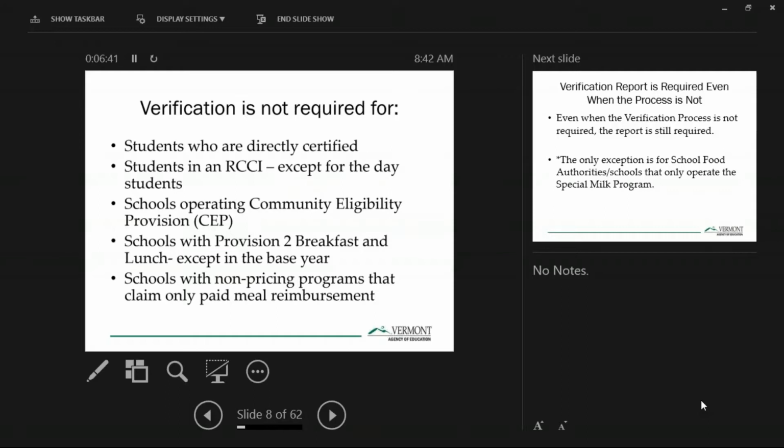Verification is also not required for schools operating the community eligibility provision, or schools with provision to breakfast and lunch, except for schools in their base year because they are collecting applications during that initial year. And then schools with non-pricing programs that claim only paid meal reimbursement. And that particular situation does not currently apply to anybody in our state.